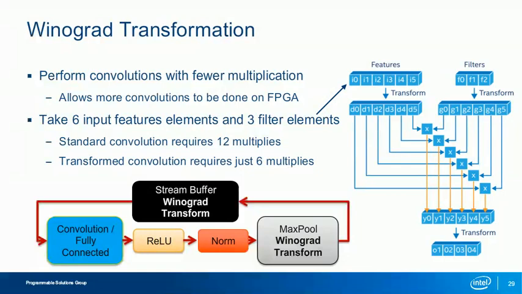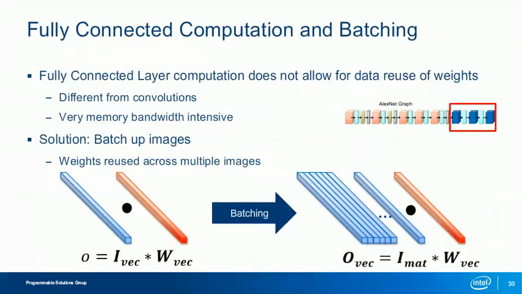Performing a standard convolution with the sliding filter on the 6 inputs will require 12 multiplies. With the Winograd transformation, we can take advantage of filter reuse, perform a data transform, and we'll be able to perform the same convolution with only 6 multiplies. This will essentially double FPGA throughput given the fixed number of hardened multiplies on the FPGA. The transform itself is done as data is streamed out of and into the stream buffer.